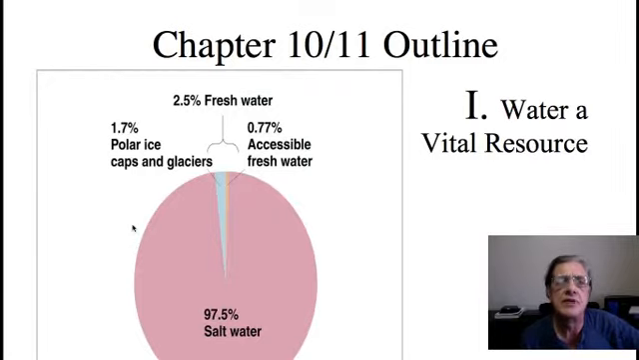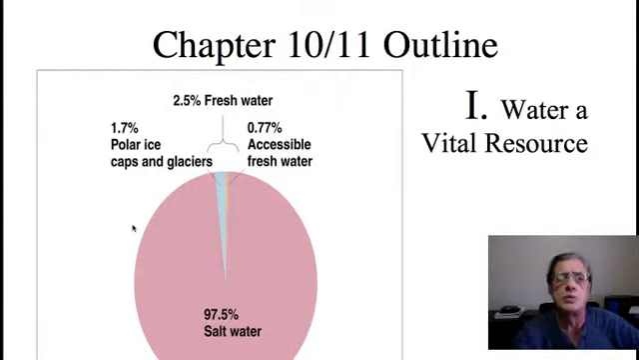Typically, we really don't think about water as being something that's a precious resource, particularly here in the United States where we have abundant water. And given the fact that the earth is covered two-thirds with water, we again don't necessarily think of it as being something in short supply.